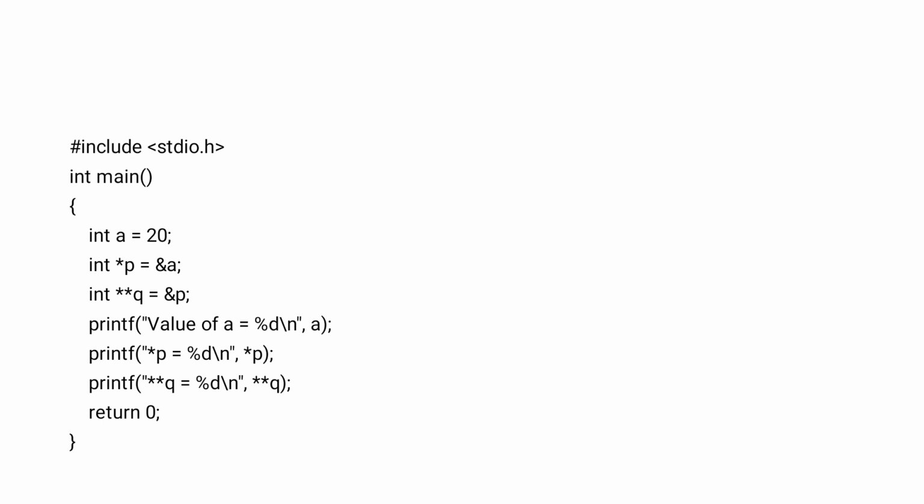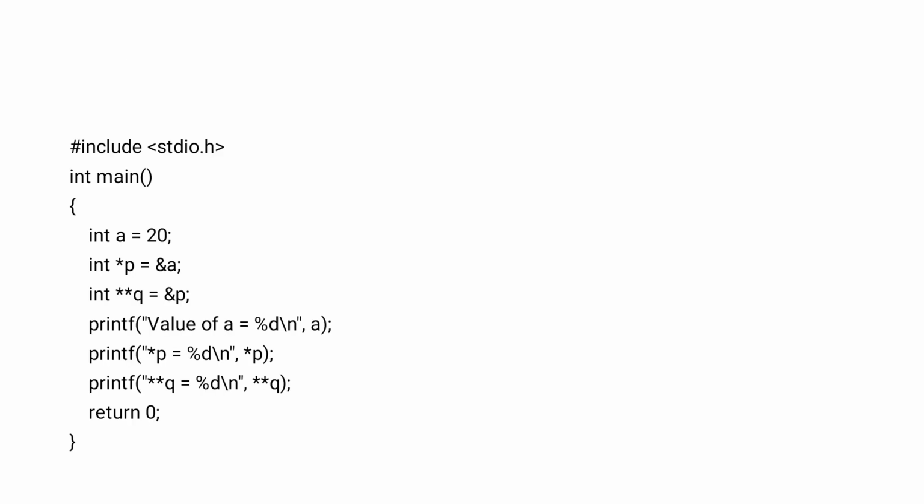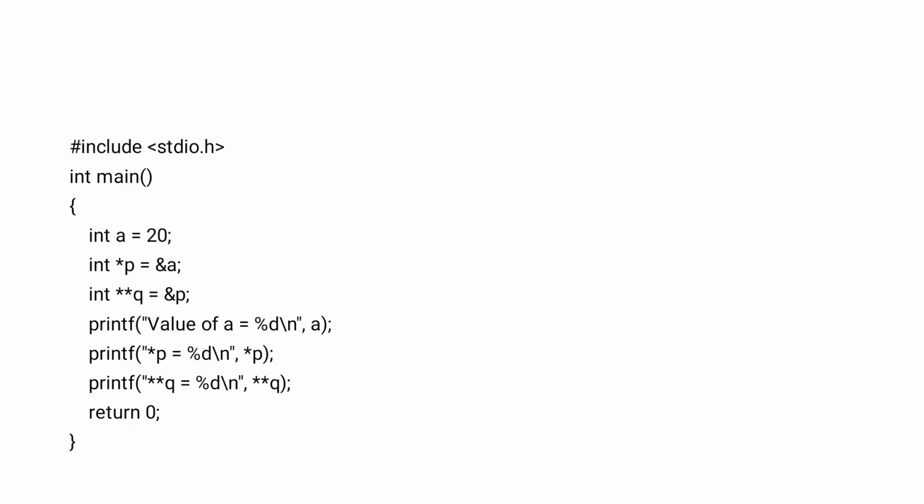Here we are printing only 3 values. First of all, the variable A value, star P value, and double star Q value. All the values are the same only. So this is about the double pointer. So a double pointer is used for storing the address of another pointer. I hope you understood what is a single pointer, what is a double pointer. That means multi-level pointers. Thank you for watching.